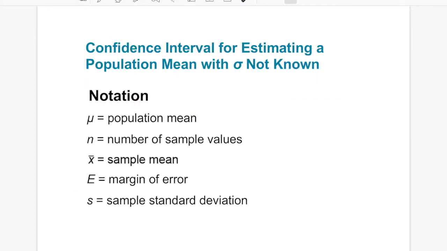Notation. Mu is the population mean. n is the number of sample values or sample size. x bar is the sample mean. E is the margin of error. s is the sample standard deviation.